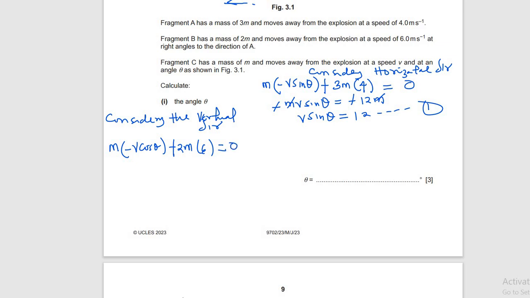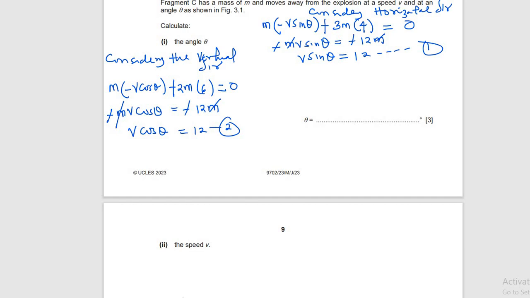So from here, we can have minus mv cos theta equal to minus 12m. The minus cancels out, the mass cancels out. So what do you have here? V cos theta equal to 12. This is the second equation. Now, the first question is we have to find the value of theta. Okay, it's quite easy. To find the value of theta, we need to apply the basic maths.